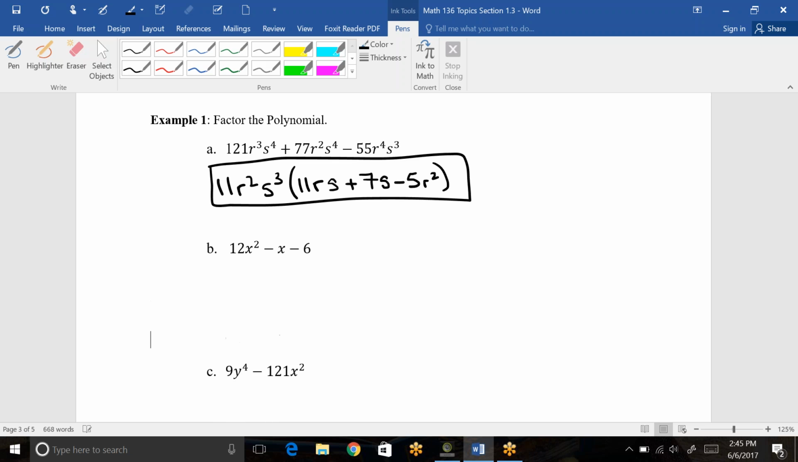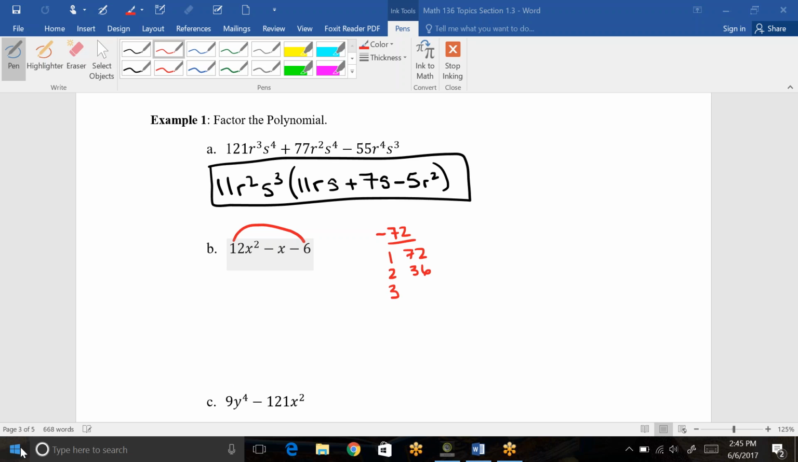Okay, so B, no GCF. You should always check that first. It's 3 terms, and it has a non-1 in front. So this is the factor by grouping method. So we do 12 times negative 6, which would be negative 72. Factors of 72.